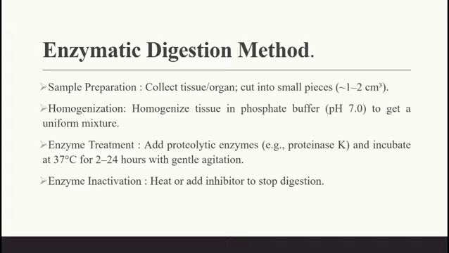Next we have the enzymatic digestion method. This is the second method which we can apply. In this method, the first step is, of course, the sample collection, where we collect the tissue organ and cut it into small pieces. And the second step is homogenization, in which we add phosphate buffer to get a uniform mixture.